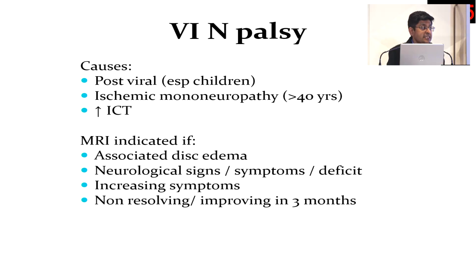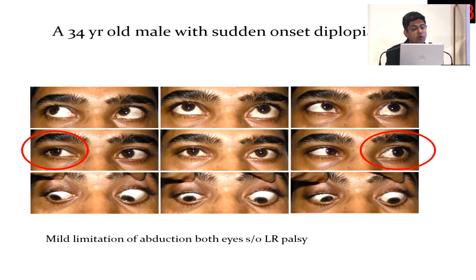If there is an increase in symptoms, you probably think it's a medical, ischemic cause, but you follow up the patient closely, and he comes back with an increase. I have burnt my fingers thinking it's just a sixth nerve palsy, and later we realized it's a tumor which is slowly enlarging, and the patient later developed multiple other signs, and of course non-resolving or worsening.